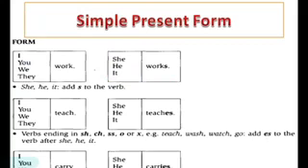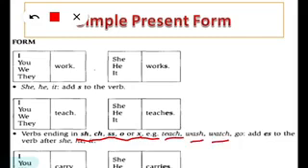Now see the next one. How to add 'es' is the thing. So verbs ending in sh, ch, ss, o or x. Example: teach, wash, watch, go. Add 'es' to the verb after she, he, it. So she, he, it teaches.